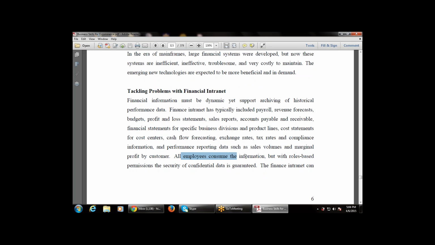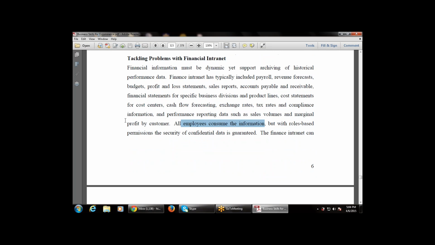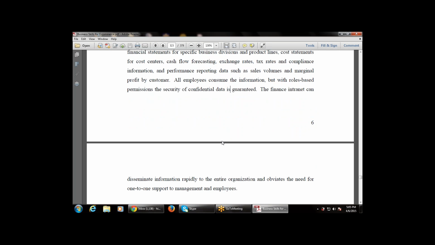All employees consume the information, but with role-based permissions, the security of confidential data is guaranteed. That is, most of the managers are using the financial intranet. What is the main advantage? What is the main role? It provides the security and confidentiality of the confidential data that employees consume.